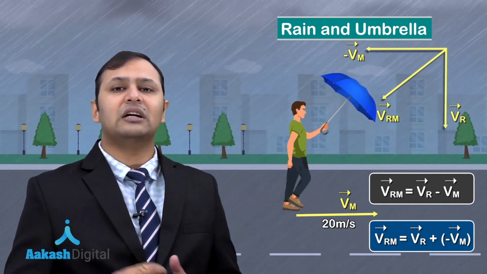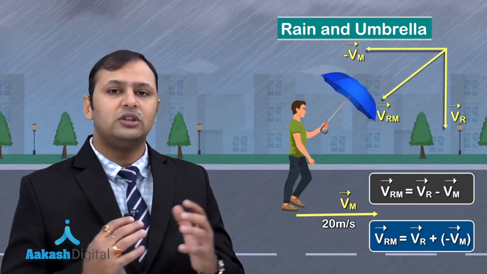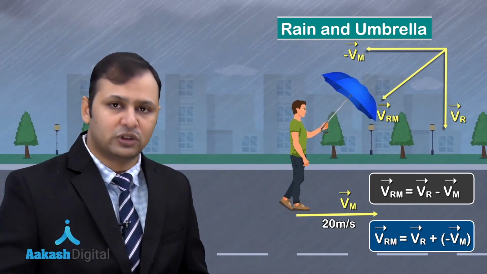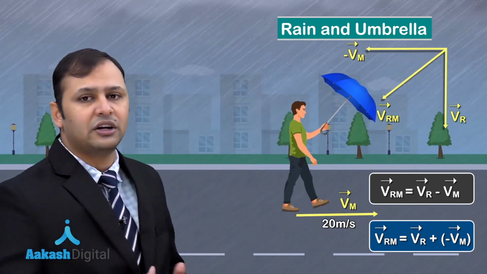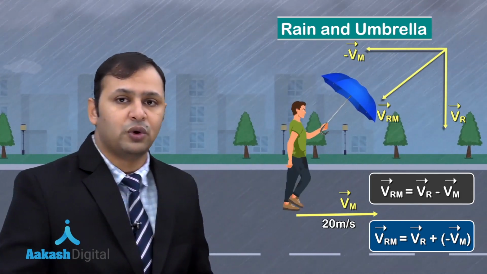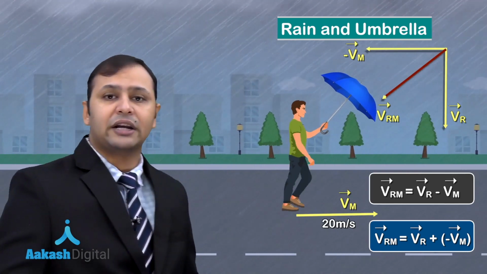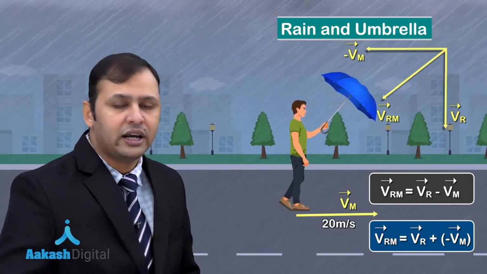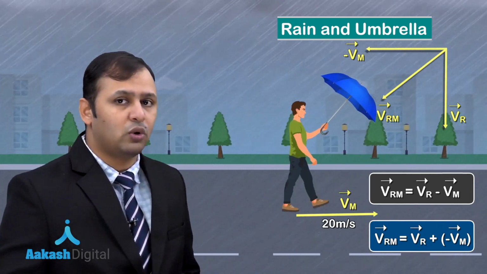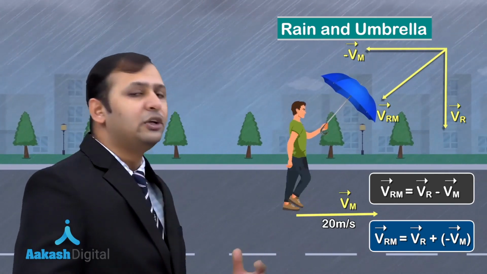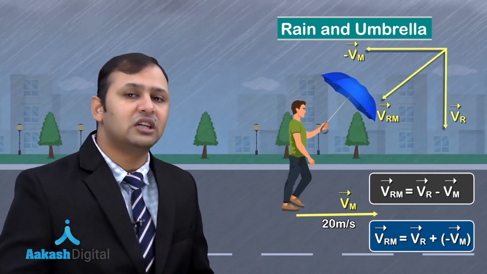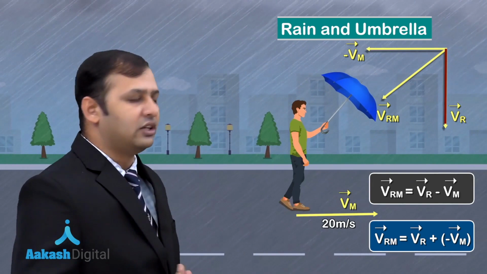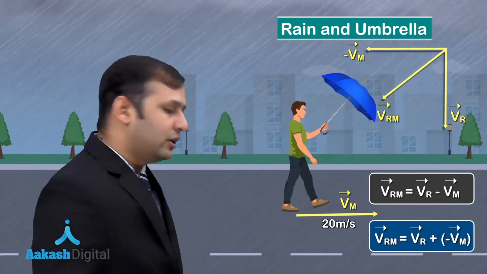So whenever you find this rain umbrella concept, you assume as if the man is running in a particular direction and wind is appearing to move in the opposite direction, and due to that wind the rain direction will change. So the magnitude of VRM would be the resultant of the velocity of wind and the velocity of rain with respect to ground, that is, the resultant of the components of minus VM and VRG. Now let's see the same thing on the board.